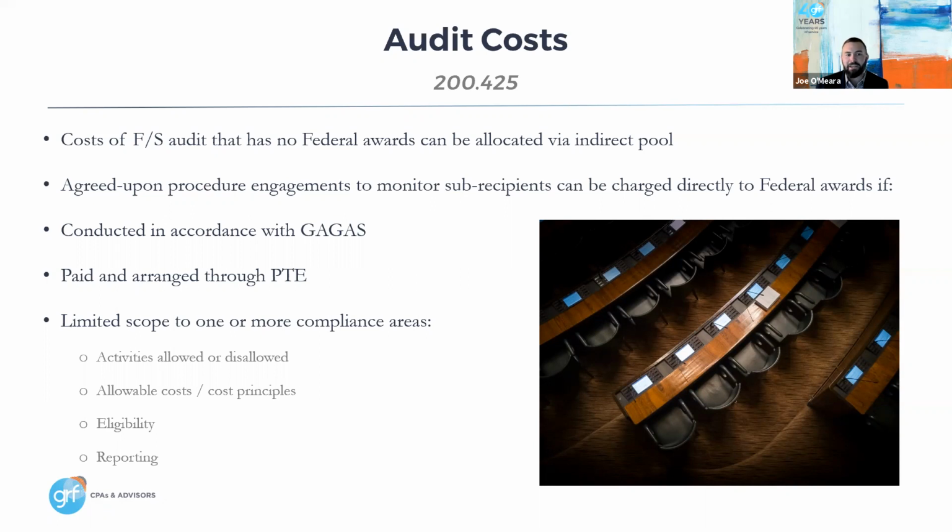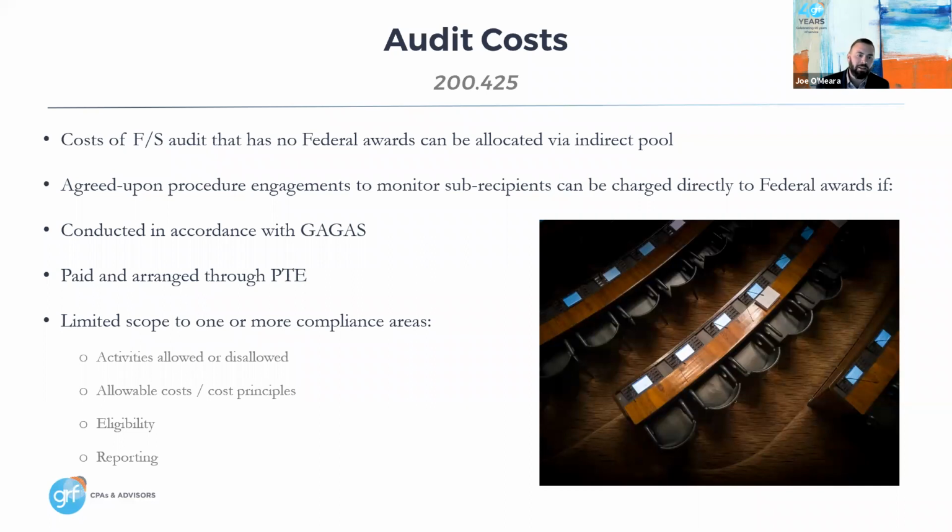It must be paid and arranged through the pass-through entity. If you tell the subrecipient to go and monitor themselves and hire an auditor to do an assessment, the guidance would say that is not an allowable cost. The pass-through entity responsible for the actual monitoring of the subrecipient needs to be the one paying and arranging it, because it's really an extension of your control structure for monitoring the subrecipient.